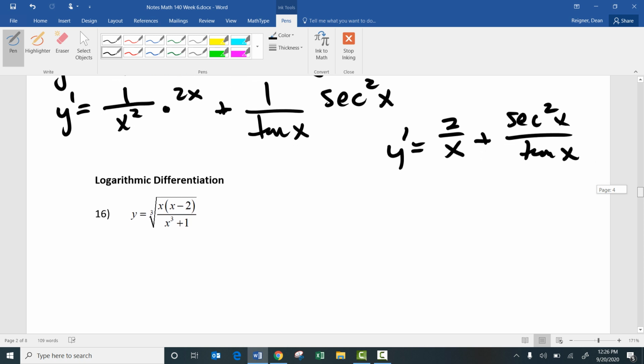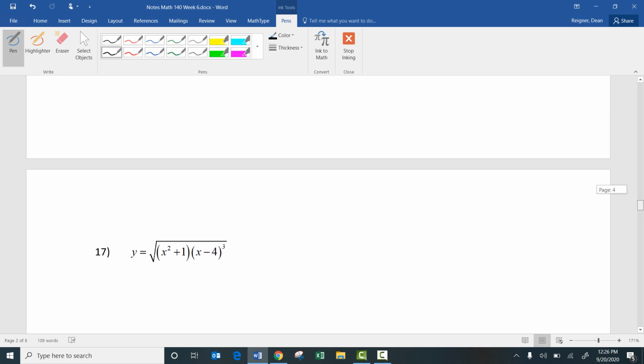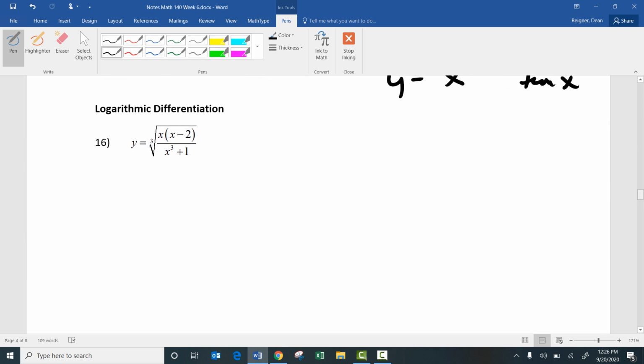Okay. Now for number 16, this one's a little different, and 17. So these, you can see there's no natural log. This is really complicated. So this is called logarithmic differentiation. The directions have to specifically tell you to do this problem by logarithmic differentiation. So what we're going to do is add a natural log to both sides. So we're going to add a natural log there, and then we're going to add a natural log here, right?